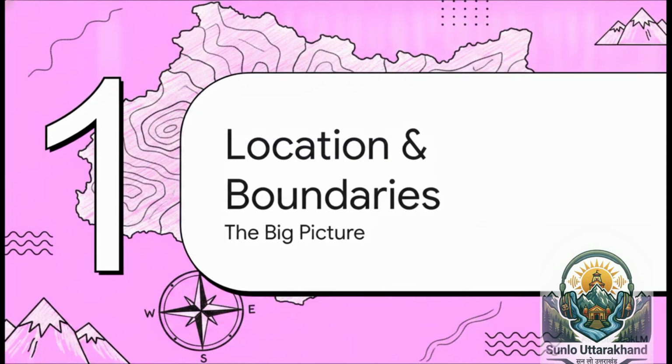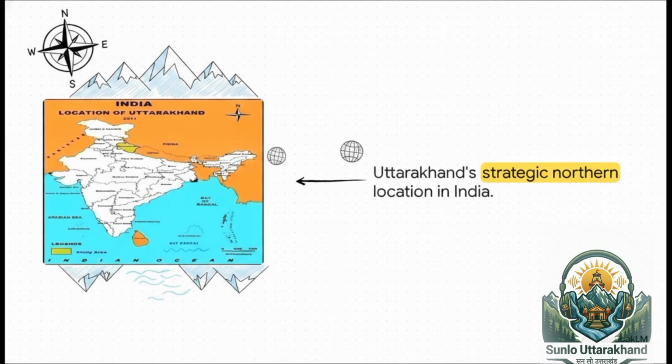Section 1. Location and boundaries. The big picture. Uttarakhand is strategically nestled right up in the northern part of India. We're looking at a total area of approximately 55,683 square kilometers. For the hardcore geography students noting down the coordinates, it sits right between 28 degrees 43 minutes and 31 degrees 27 minutes north latitude. Honestly, it's the absolute crown jewel of northern India's topography.